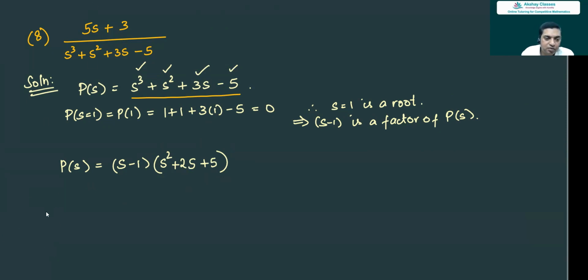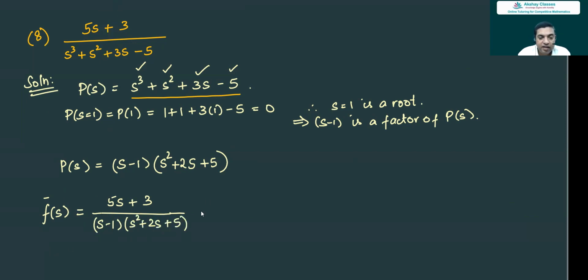So now coming to f bar s. So we have to write this as 5s plus 3 upon s minus 1 into s square plus 2s plus 5. Now splitting into partial fractions. This one, because it is a linear factor, the coefficient on the top will be a constant. Now we have a quadratic.